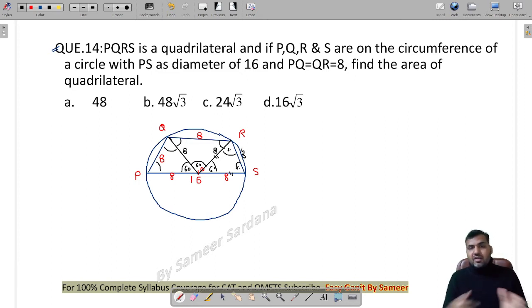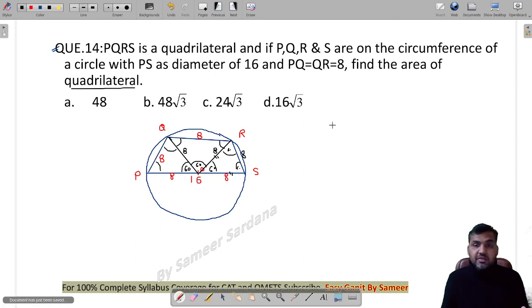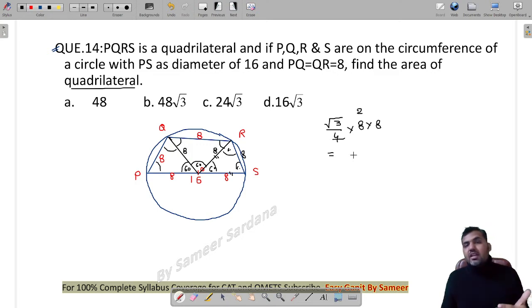Now, look at the complete quadrilateral PQRS. The complete quadrilateral PQRS is made of 3 equilateral triangles of side 8 centimeters. Now, area of an equilateral triangle is root 3 by 4 a square, right? This is the area of the triangle. Now, area of one equilateral triangle is 16 root 3.